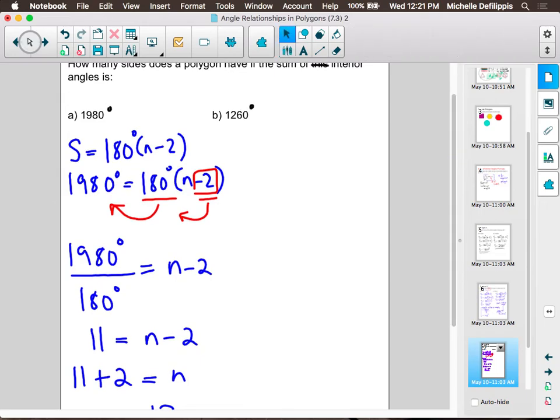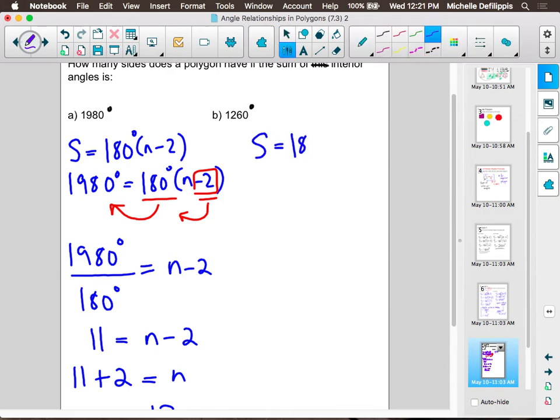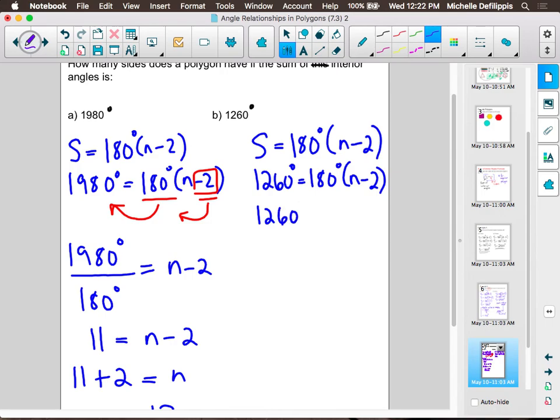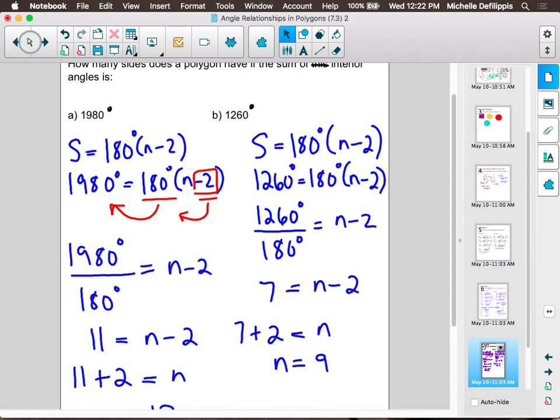Okay, so let's take a look at what you did. Again, we're using the same equation because we are given the sum and we're trying to solve for n. So in this case, 1,260. Okay? And when you move the 180 over, again, you are going to divide. That turns out to be 7. And when you move the -2 over, you're going to add it. So 7 plus 2 is equal to your n. N is 9. The shape has 9 sides.